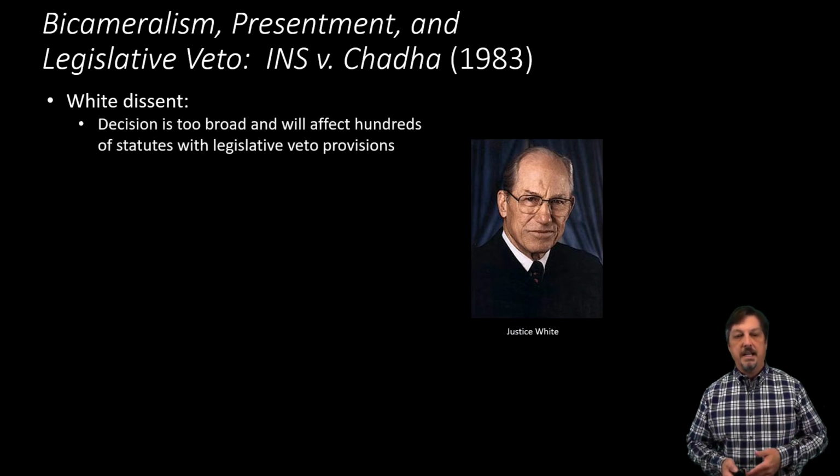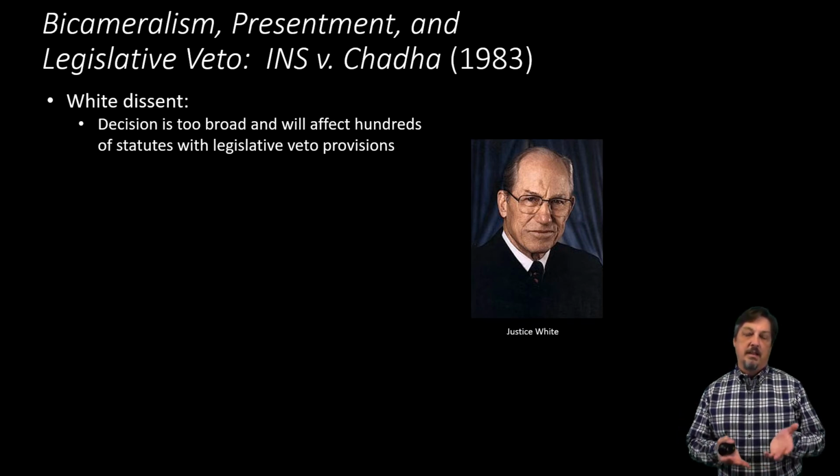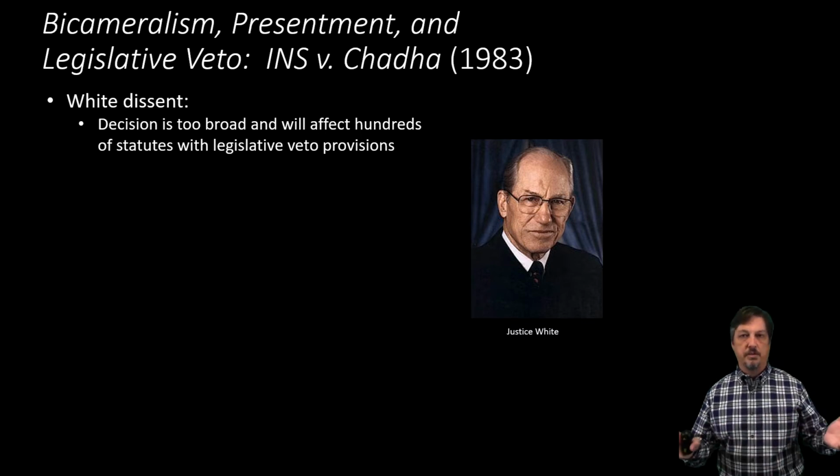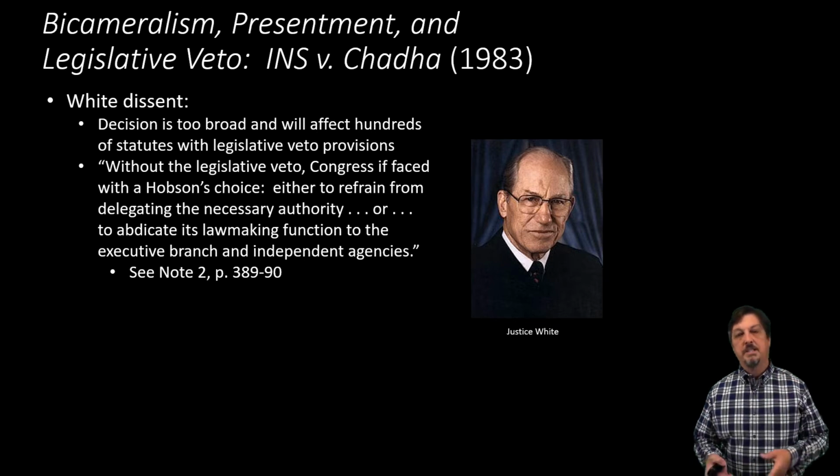Justice White issues a dissent in the case, and what he says is this is a really broad decision, and there are lots and lots of statutes that have been designed with these kinds of legislative veto provisions in all sorts of different areas of law. And it had been sort of a presumption or a feature of legislative design to include these kinds of provisions. And effectively, Chadha is going to require all of those statutes to be revisited. And he suggests that it really is going to make things difficult for Congress.